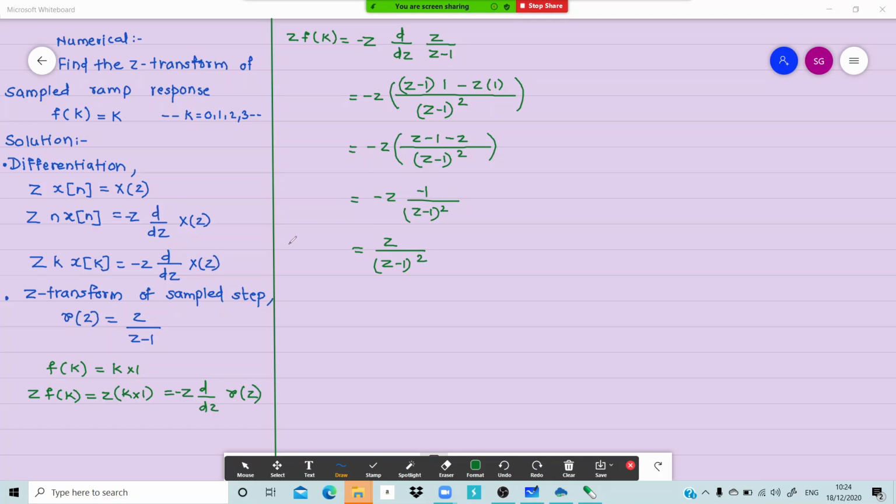So whenever it is a ramp input, the Z transform of that you can very well write as z upon z minus 1 bracket square. Okay, so one numerical related to Z transform we have done. On this line, yes, numericals can be asked in the paper.